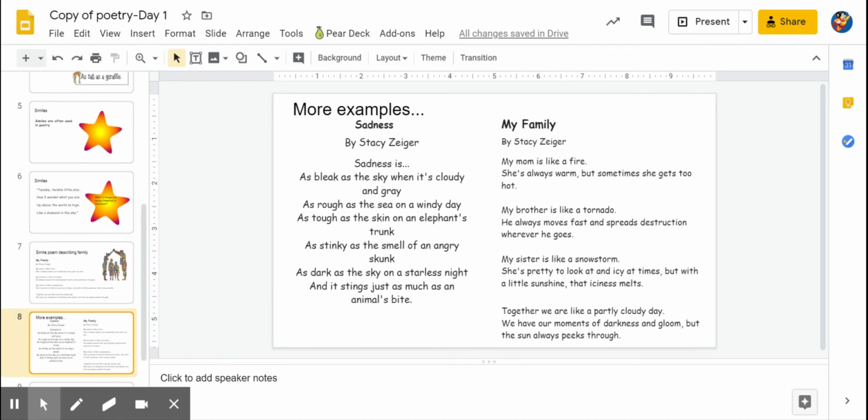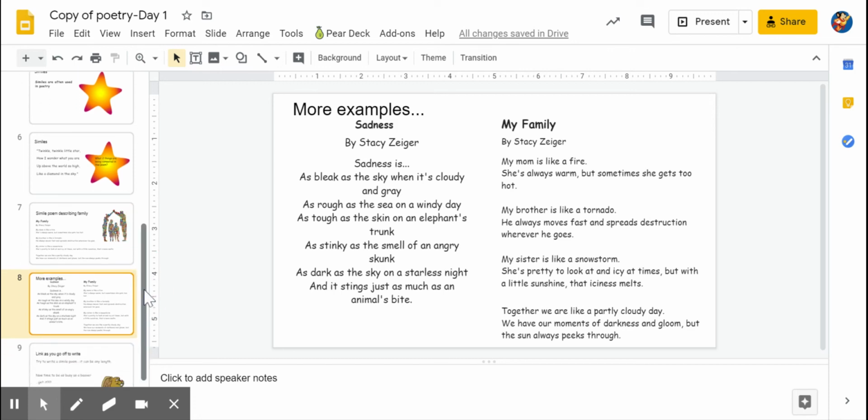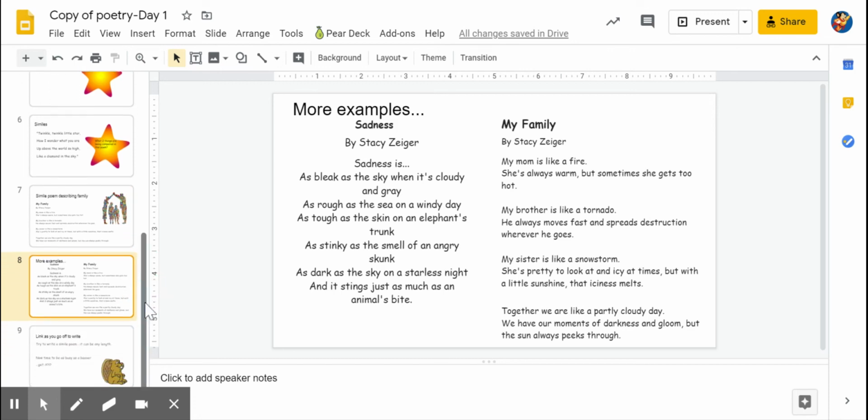Here are a couple other examples. Sadness. As bleak as the sky when it's cloudy and gray, as rough as the sea on a windy day. Do you see all these similes? This is me after taco day, as stinky as the smell of an angry skunk. And here's that same one that was on the last slide before for you to go through again if you'd like to. But similes, comparisons using like or as. These are good ones to work with when using your senses: touch, feel, smell, taste.